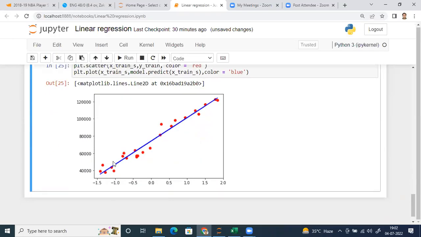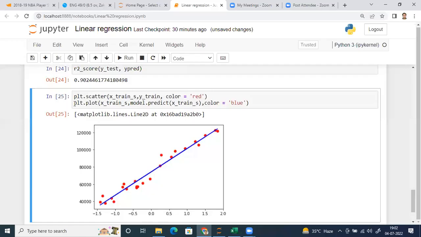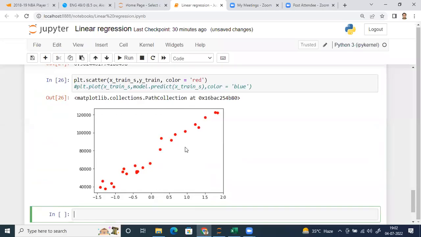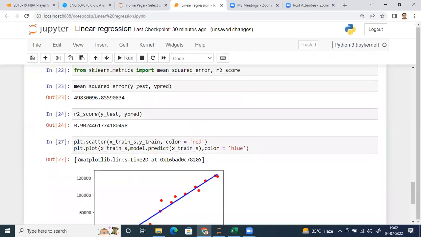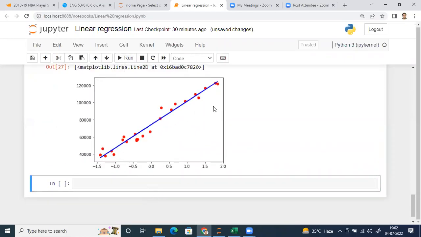Can you see everyone? It is predicting very good. These are your actual points, and this is the line that your model is predicting. Suppose I just comment this and execute this. See, this is my actual scatter plot between y train and x train. And when I do this, I'm plotting x train versus the predicted value. I just execute this, and I'm getting the predicted value. It's a linear regression, it is finding a line only. Can you see everyone? Please tell me.